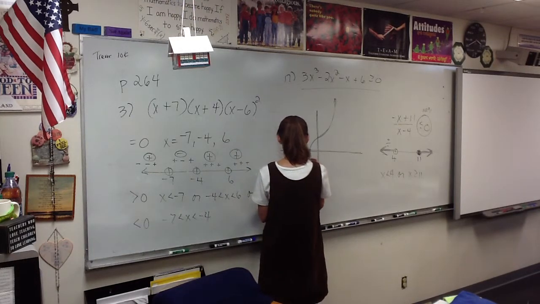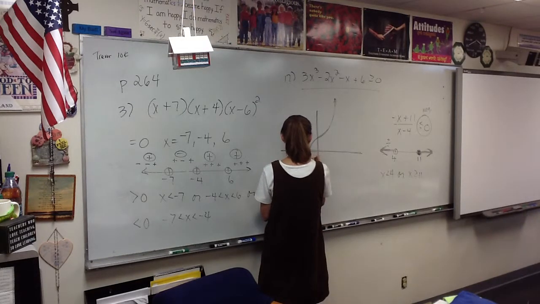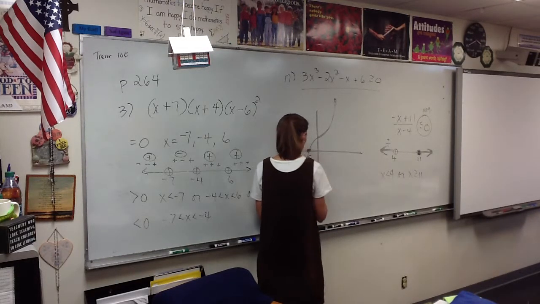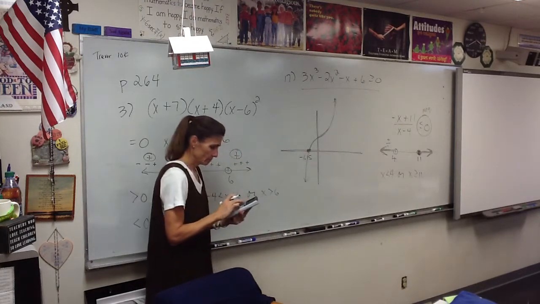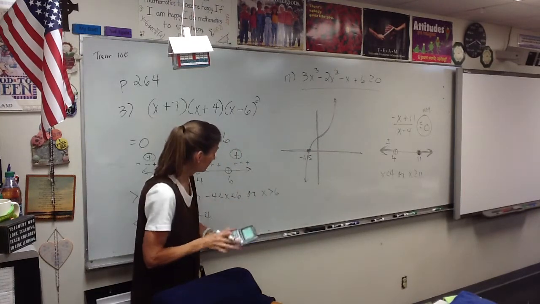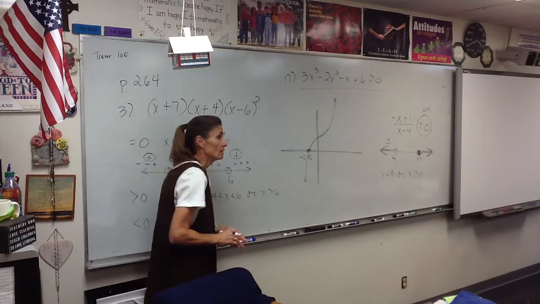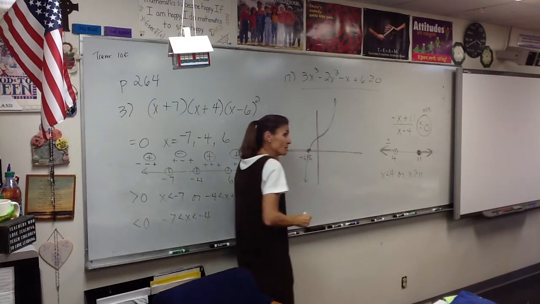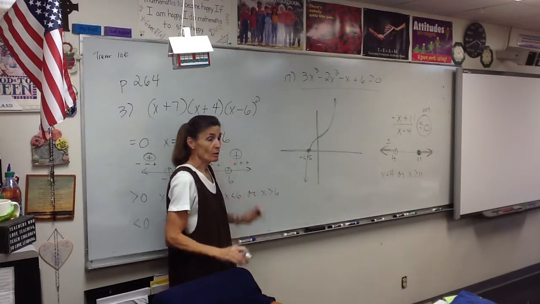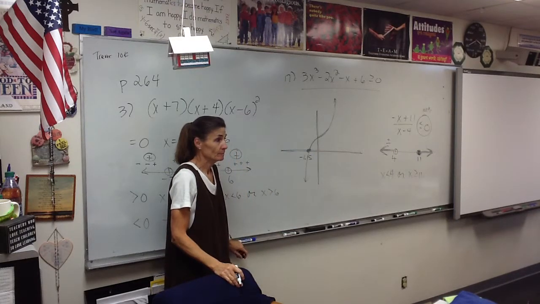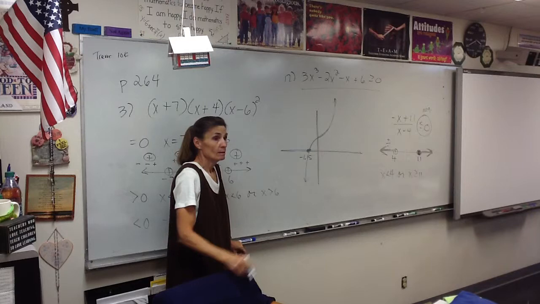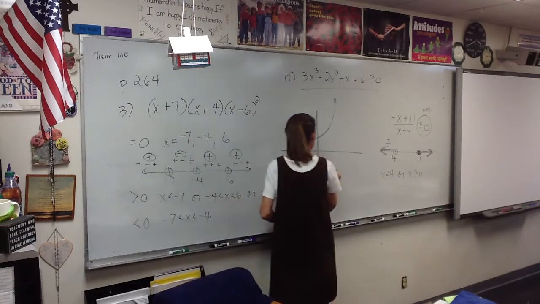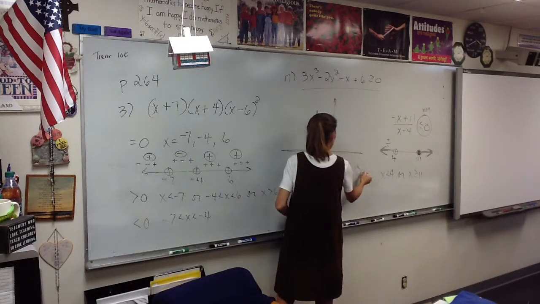I got about negative 1.15. Can somebody confirm that? Yep. Now this is an or equal to problem, so that means that's going to be included. And what are you going to say? What's your answer? X is greater than or equal to negative 1.15.